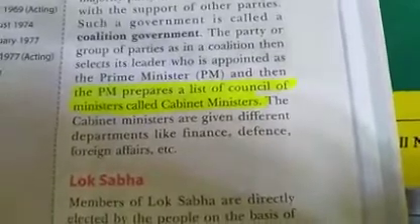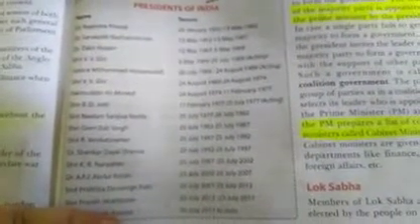Now, before I touch Lok Sabha, I want to show you something. Children, you see here that day I discussed about the presidents of India. Do learn, at least the names are very important. Okay? So now let us start Lok Sabha.